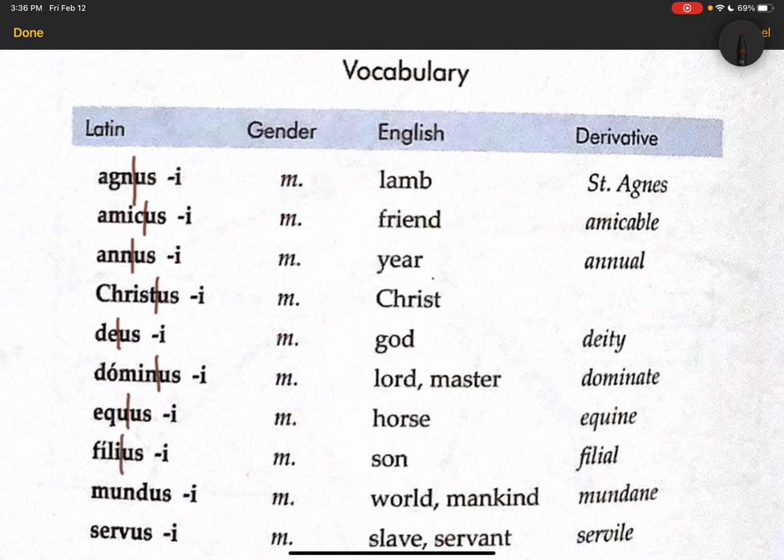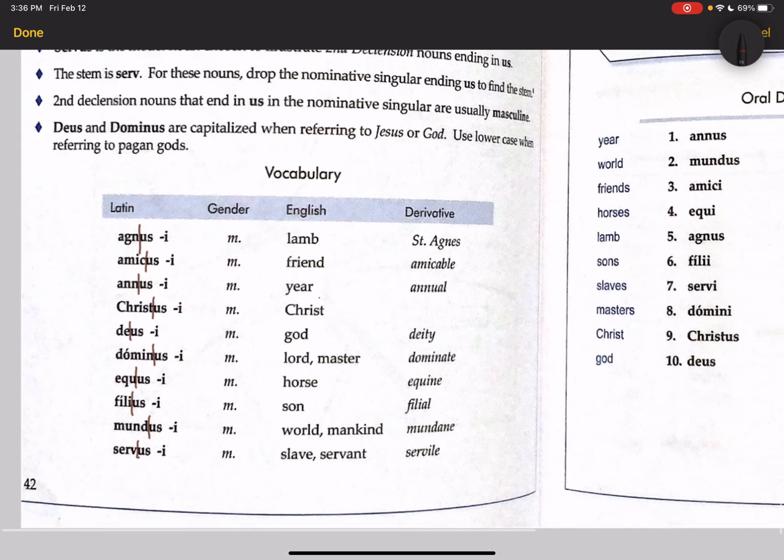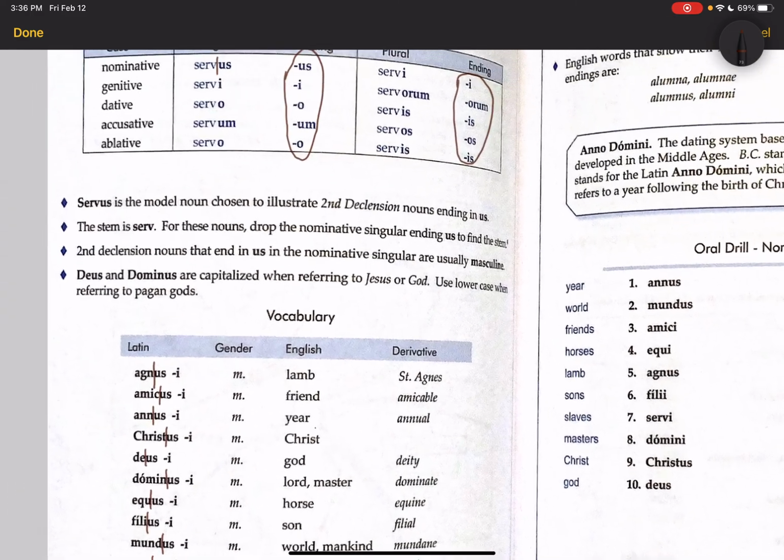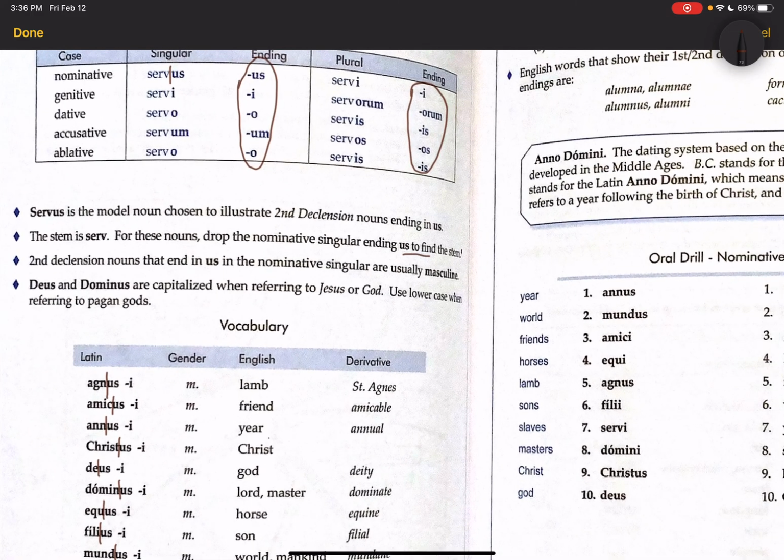Filius, fili. Mundus, mundi. Servus, serve. And that's all of them. So those are the stems, and you find them by dropping the us from the nominative singular form.